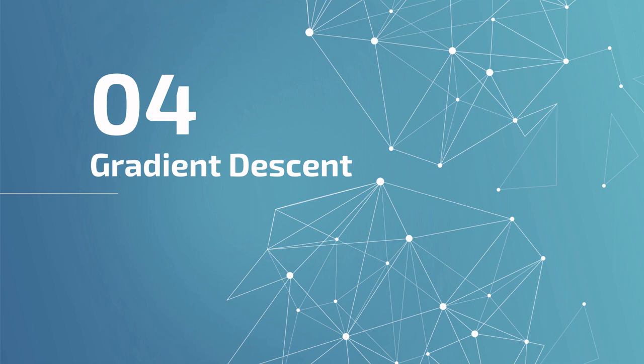Gradient descent. In part 4 of neural networks, we'll see how to use gradient descent and what role it plays in neural networks and how it interacts with all the neurons. So let's get into it.